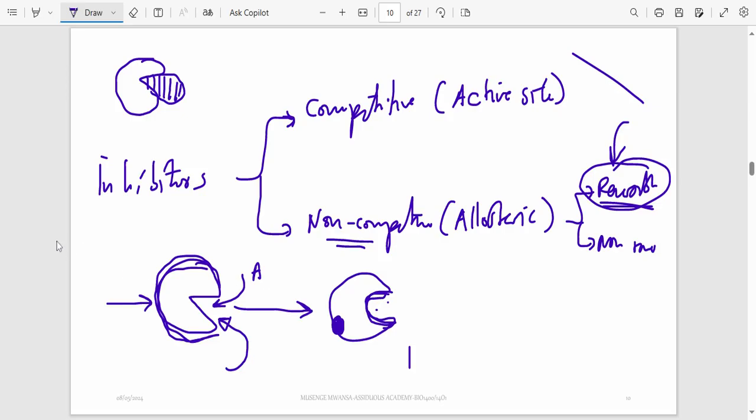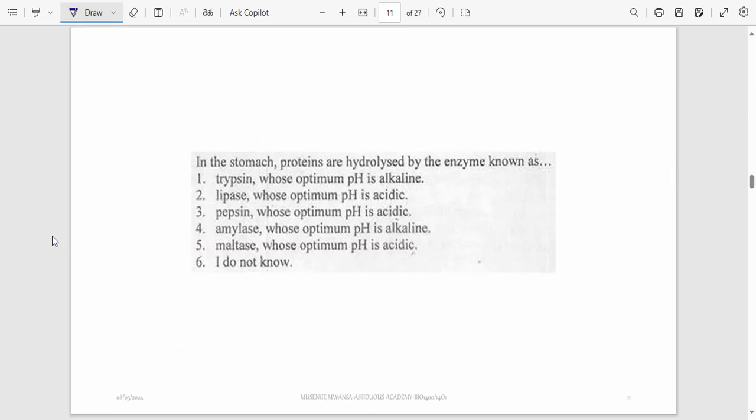Okay, all right, so let's go. This is the first question. In the stomach, proteins are hydrolyzed or broken down by the enzyme known as number one, trypsin, whose optimum pH is alkaline; lipase, whose optimum pH is acidic; pepsin, whose optimum pH is acidic; amylase, whose optimum pH is alkaline; maltase, whose optimum pH is acidic. Which one would you pick?